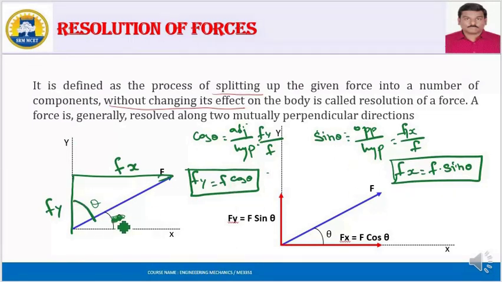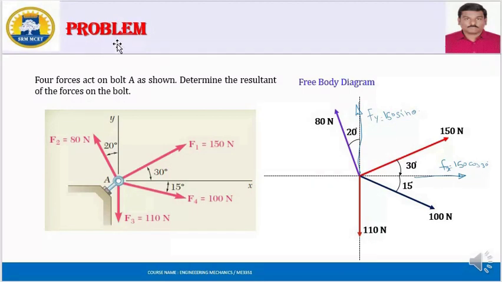If theta is given from the x-axis, the formula is Fx equals F cos theta, Fy equals F sin theta. If theta is given from the y-axis, then Fx is equal to F sin theta, Fy is equal to F cos theta. So we can see an example problem. This is the problem.